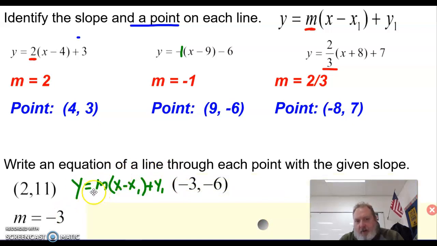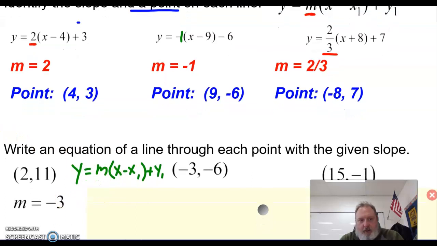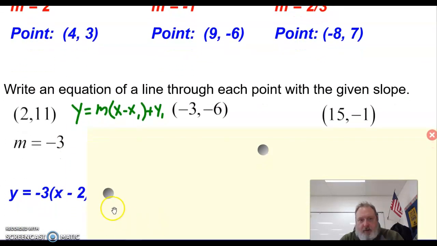We've got our m value. We want to get our point here. So the first one, y equals our slope, negative 3. Parentheses is going to be x minus this number, so x minus 2. And the y1 value goes at the end, plus 11.